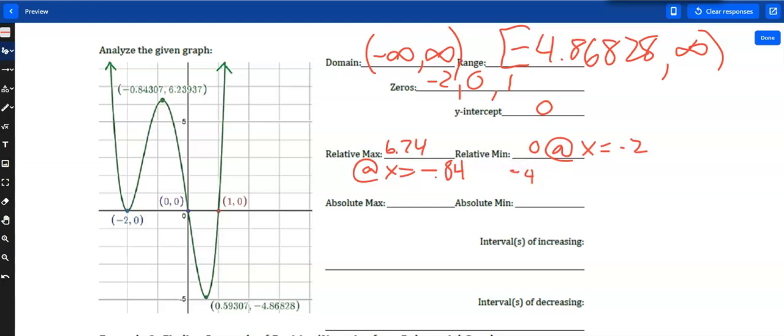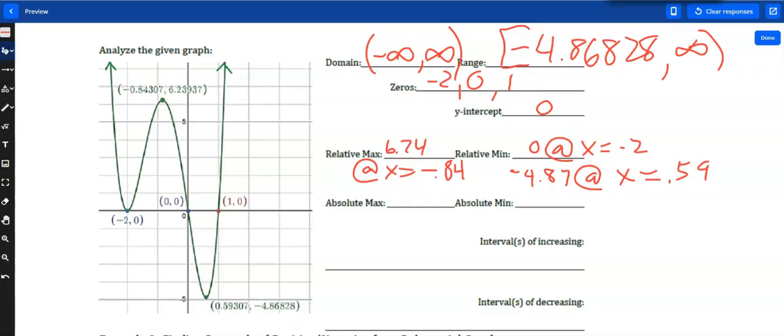Or the -4.86828. Or we can abbreviate that. We don't need to have all that. We could say -4.87 at x equals 0.59. So two different relative mins, to be honest. Now, one of those relative mins is an absolute min.